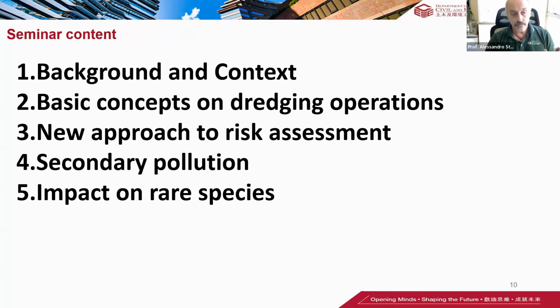And then finally, points 4 and 5 are how we can consider and extend our approach to take into account the fact that the sediment many times is polluted, or what the impact is on some species, mammals or other species that are protected in our seas.